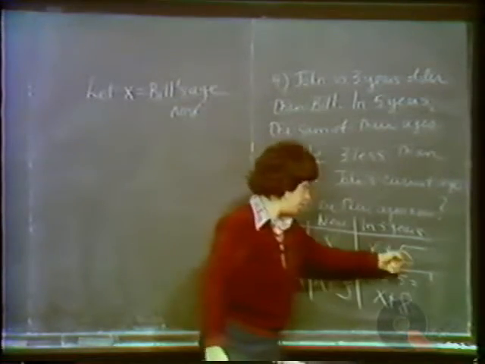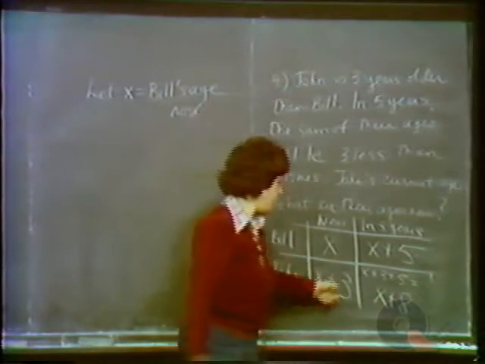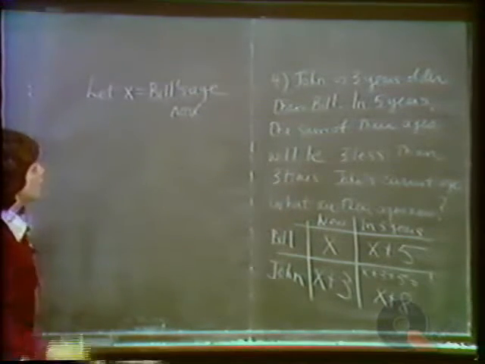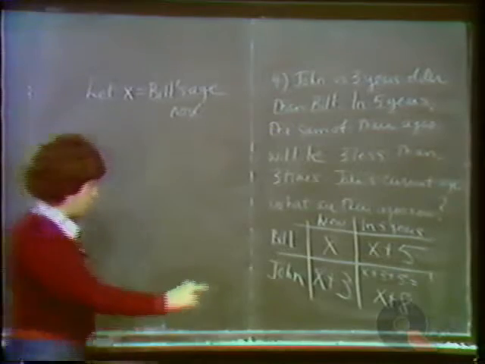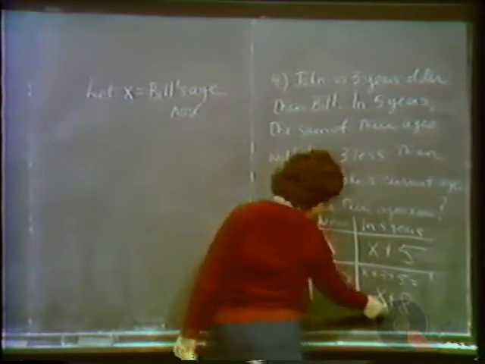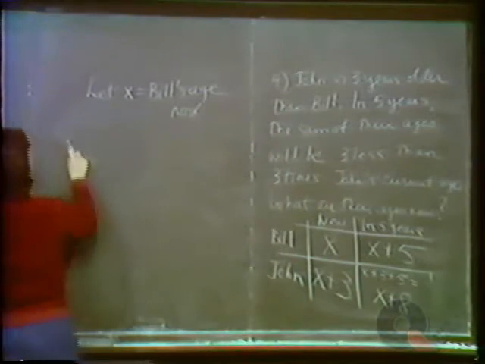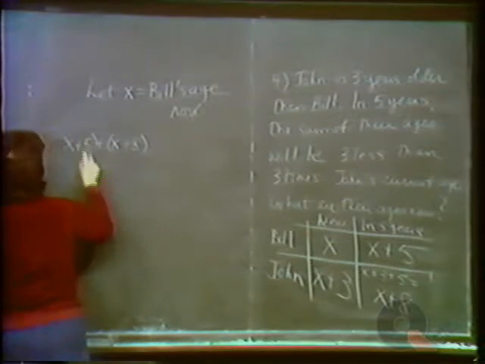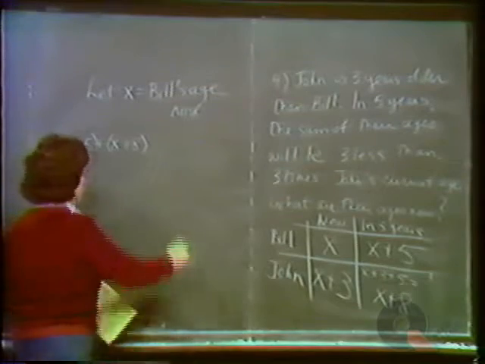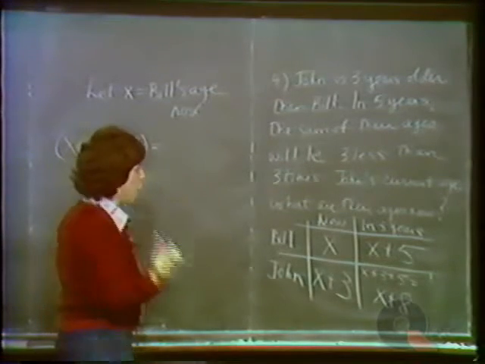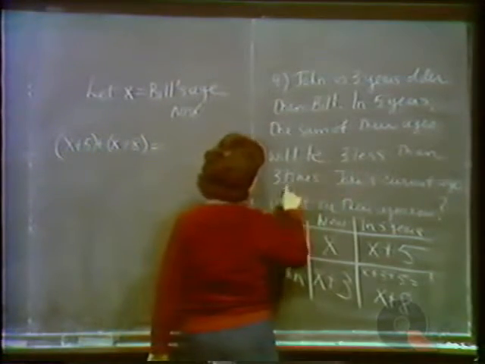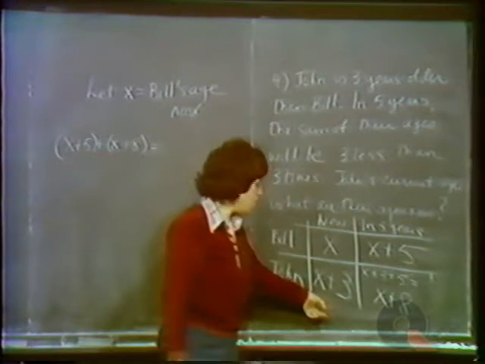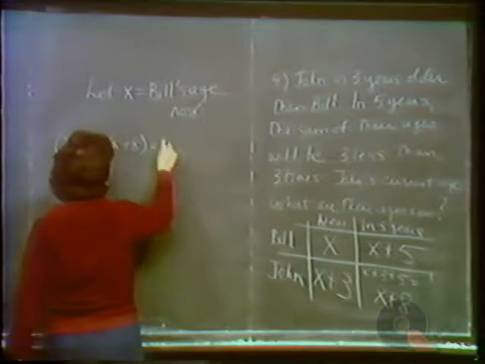Okay, in 5 years, this is how old Bill will be. In 5 years, this is how old John will be. Okay, now we're ready to start. In 5 years, the sum of their ages, that means X plus 5 plus X plus 8. The sum of their ages in 5 years will be 3 less than 3 times John's current age. John's current age is X plus 3.